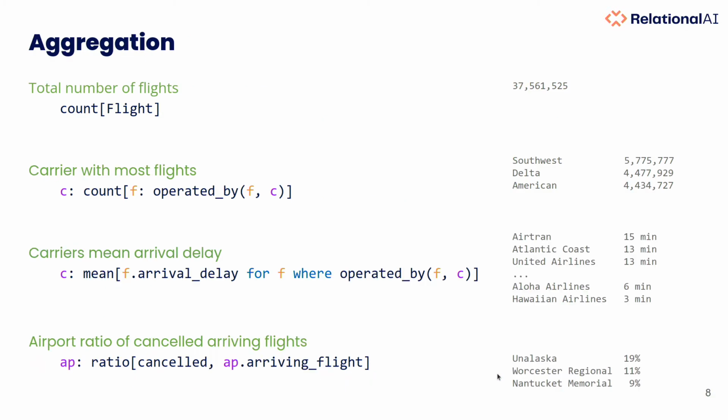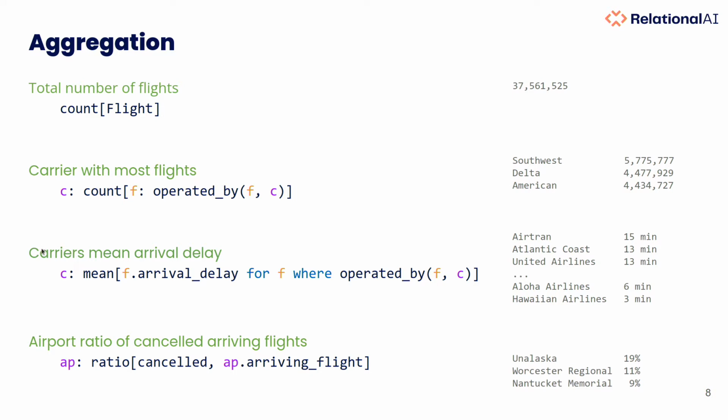So next we can do all kinds of fun aggregations. And these now become more likely to be correct because we have defined these concepts already. So we can count the number of flights. In this data set, there are 30 million. We can count the carriers with the most flights. Apparently that's Southwest.